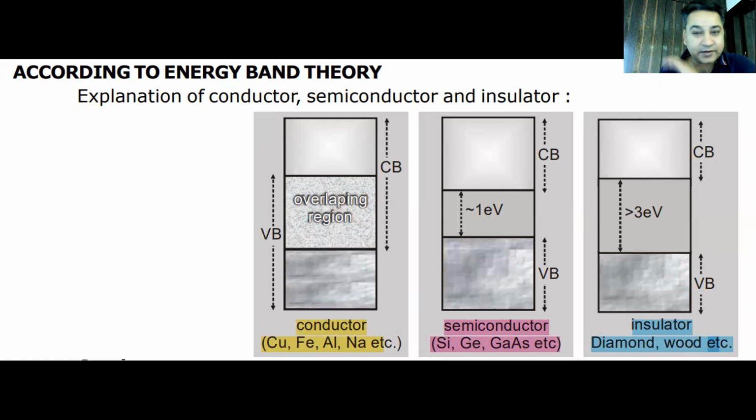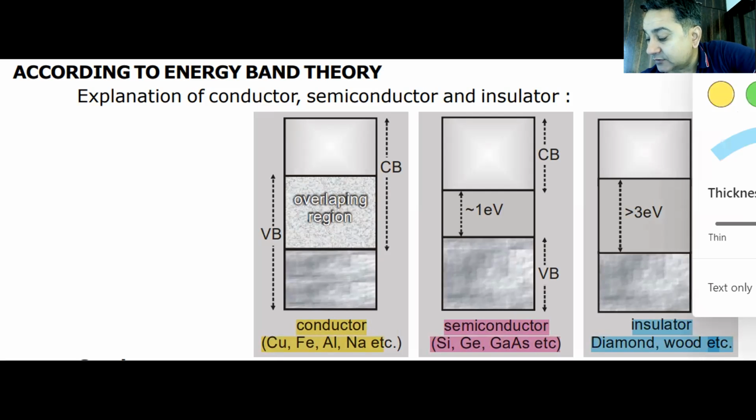Now, looking at the diagram, I am not going to explain anything. Can anyone in the class tell me the difference between the three? Do you understand the difference? Explain what is happening in the conductor. What do you see in a conductor?